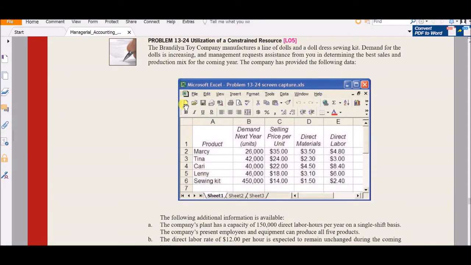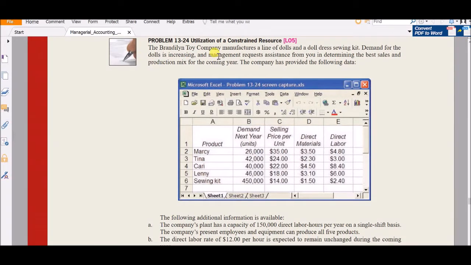Problem 13.24, Utilization of constraint resources. Firms always have limited resources and different products. Therefore, they have to decide very carefully which products generate maximum profit under the limited resources. They have to divide their resources very carefully into the different products. This problem is about that.